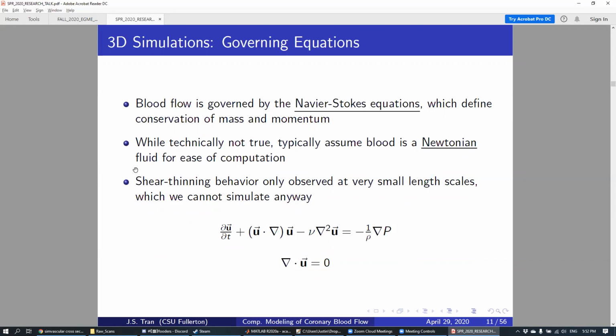The reason blood is not a Newtonian fluid is because it has this behavior which is known as shear thinning. What that means is that if you apply a lot of shear stress on blood, its viscosity actually goes down.